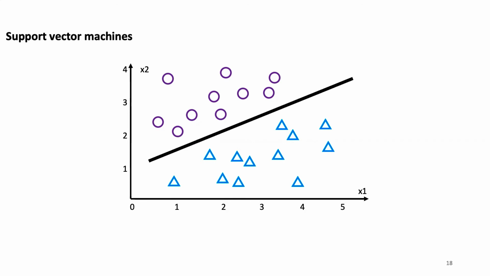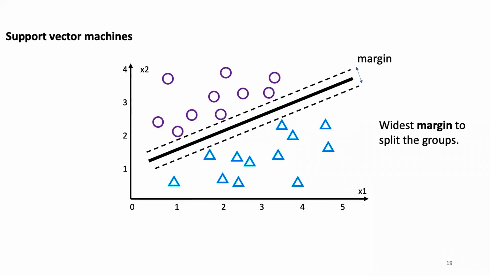So the support vector machine will probably say this is the best separator, because based on this separator we can find the widest band that splits the data into 2 groups. The band is called the margin, and the separator in the center of the margin is called the hyperplane.